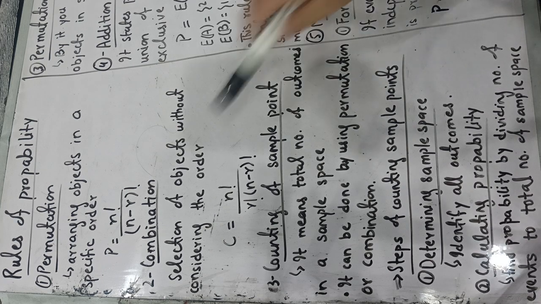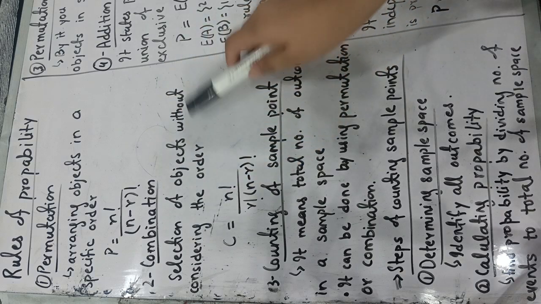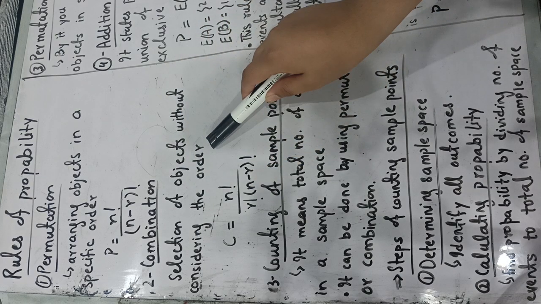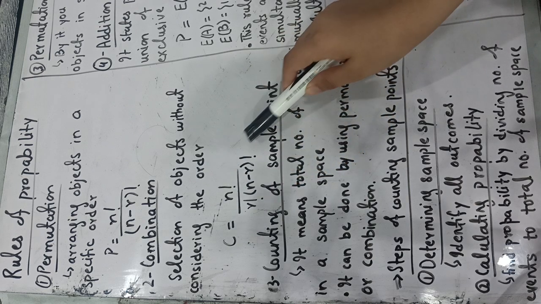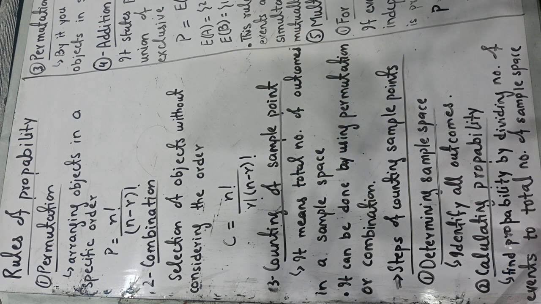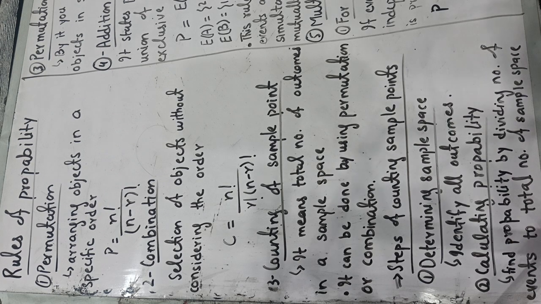Second rule of probability is the combination. It is a selection of objects without considering the order. So its formula is C equals n factorial over r factorial times n minus r factorial. So this was the second rule.